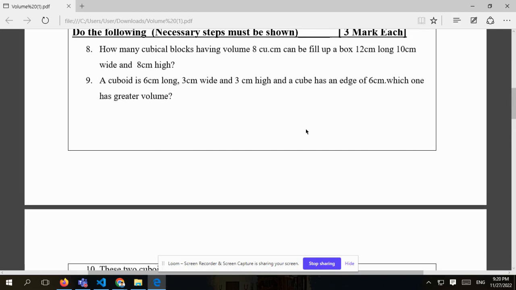Okay, so problem number 9. A cuboid 6, 3, and 3.